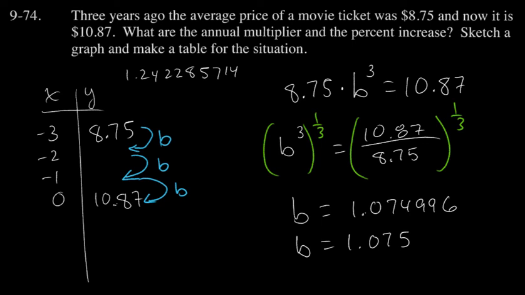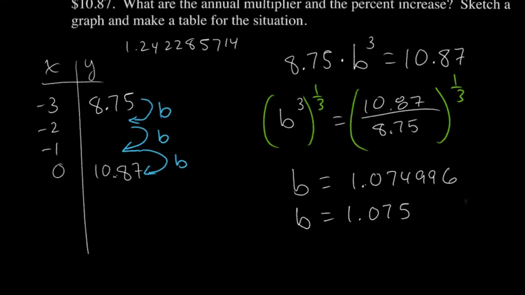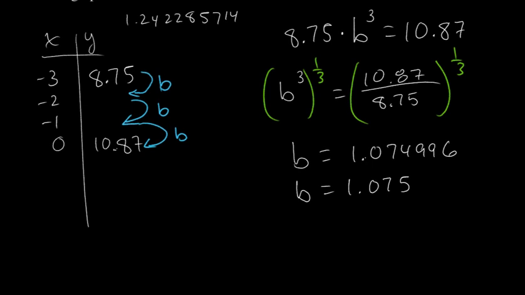So I guess the question is, if this is my multiplier, oh, I can answer that, right? If this is my multiplier, what is my percent increase? So remember, normally what we do is I say, hey, it's a 3% increase, so you take 0.03 and you add 1. Well, if I take this and I subtract 1, I get 0.075, which is 7.5%.